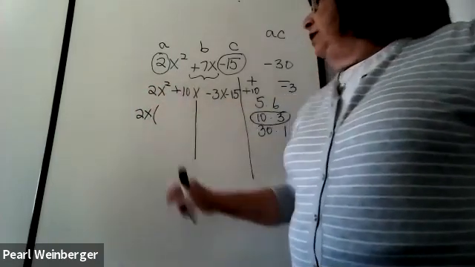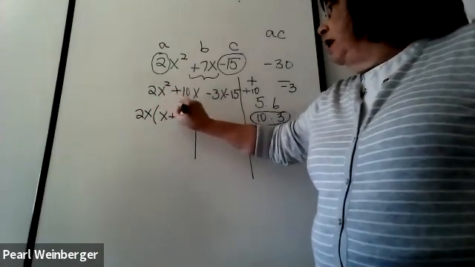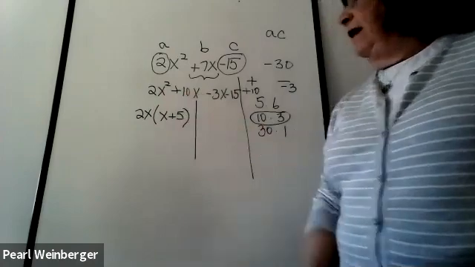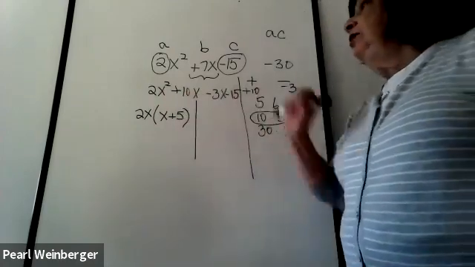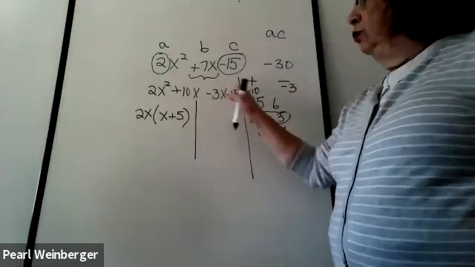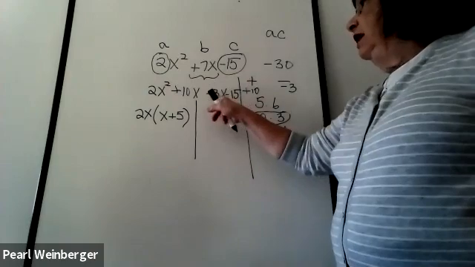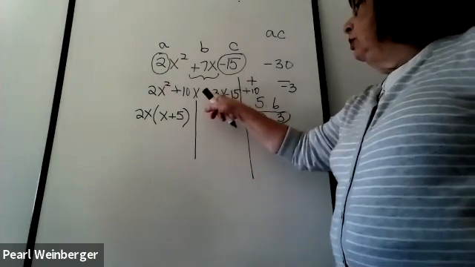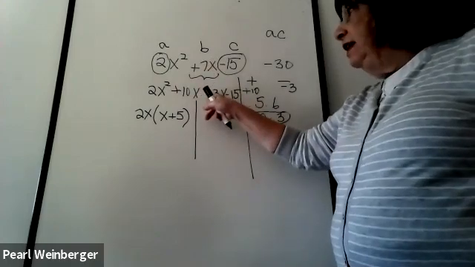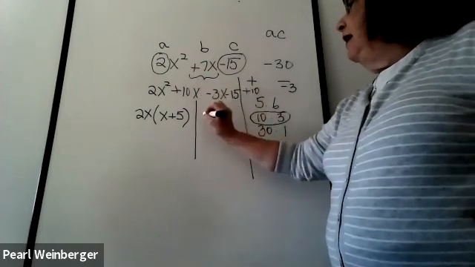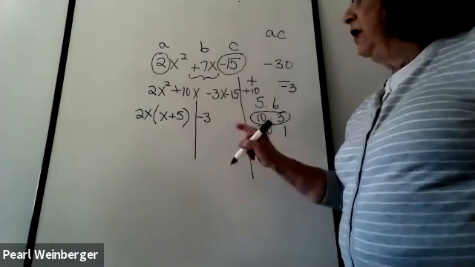When I factor out the 2x, I get x plus 5 as my binomial in the parenthesis. Now I go to the second group. It's negative 3x minus 15. There is a common factor, and since the leading coefficient of this group is the minus 3x, I include the negative 3 as part of the common factor.